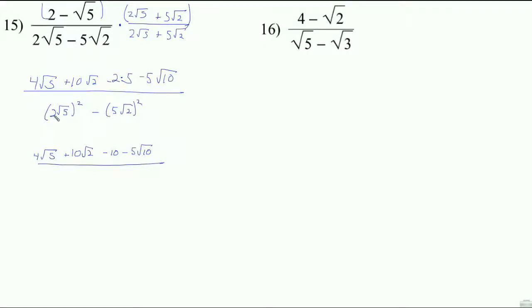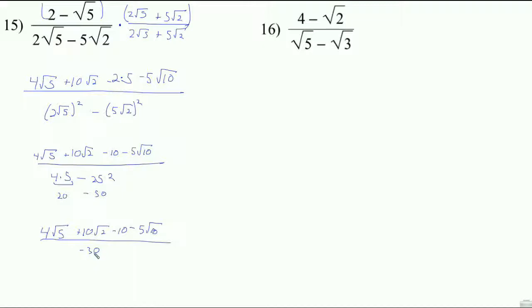First number squared, so 2 squared is 4, and root 5 squared is simply 5. And then minus 5 squared is 25, times root 2 squared is 2. So if you just want to write this here, this is 20 minus 50, which is negative 30. So we can write our next part, 4 root 5 plus 10 root 2 minus 10 minus 5 root 10 all over 20 minus 50 is negative 30. We have a negative 30 down here.